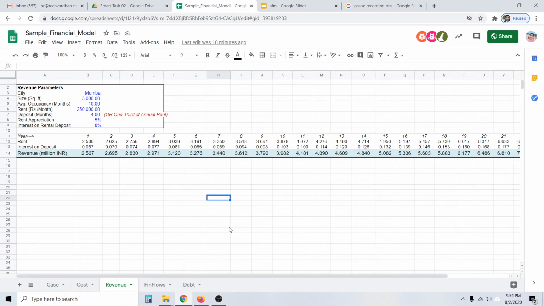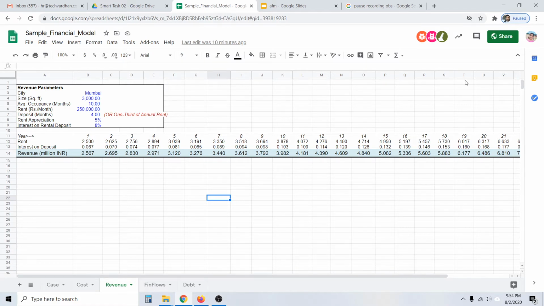Now why interest on the rental deposit? Because the bank will say that if you are taking the deposit and paying it back to them after 2 years or 1 year, then the rent deposit you are getting, no matter even if you put that in a fixed deposit or not, as far as the bank is concerned, you are getting interest on that deposit. So you need to add it in your revenue.